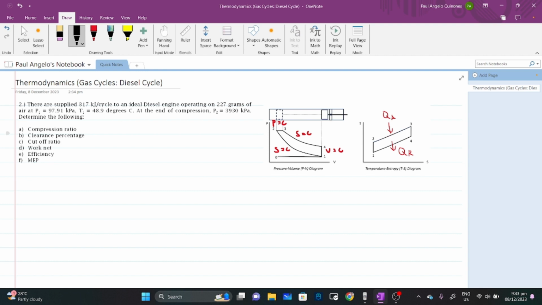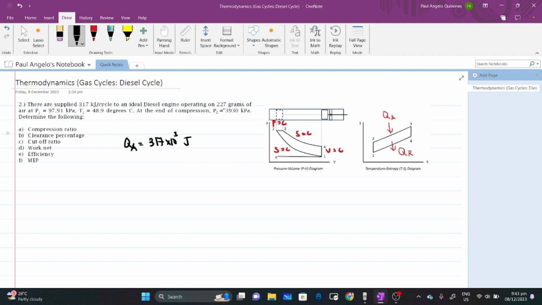There are 317 kilojoules per cycle supplied. That supply is heat addition, that is 317 kilojoules per cycle. So we only have one cycle, therefore kilojoule per cycle times one cycle. The cycles will cancel out, leaving us with kilojoule.